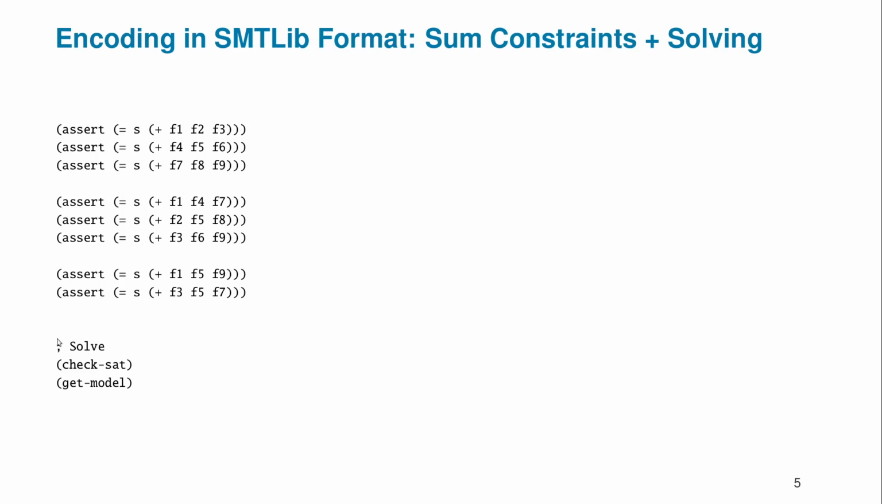When we have written this down, here with the semicolon we have a comment. We can do the solving. Solving is done with the command check-sat, and if the formula is true we can also get a model which gives us the solution. And now I will switch to the web interface of Z3 and we will have a look how this works in practice.